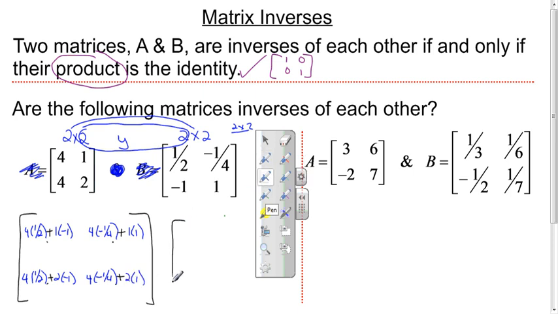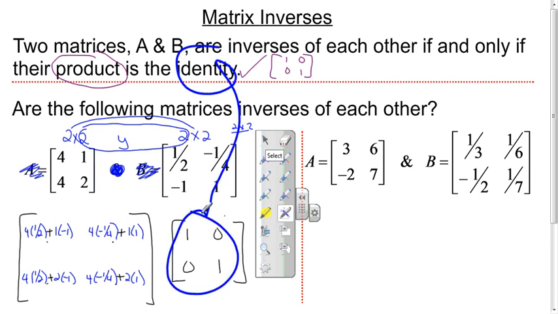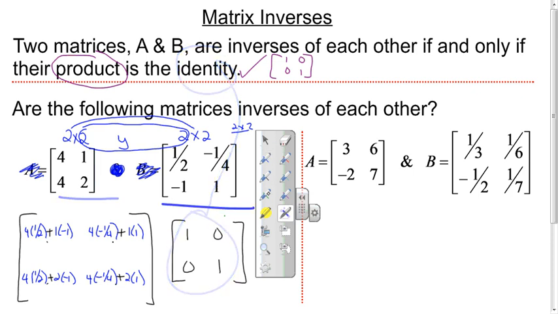And then I will just simplify these 4 entries and see that half of 4 is 2 plus negative 1 will give me 1. 4 times negative 1/4 is negative 1, plus 1 here will give me 0. And then bottom left, half of 4 is 2, plus negative 2 is 0. And then the bottom right, we're going to get 4 times negative 1/4 is negative 1, plus 2 is 1. So we do see that this is in fact the identity when I compute the product. So the answer is yes, A and B are inverses of each other.